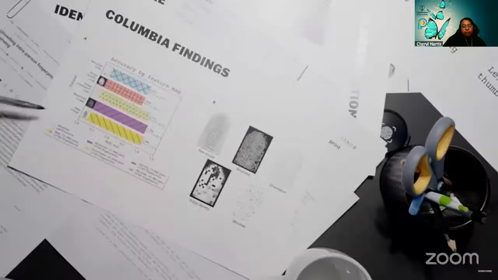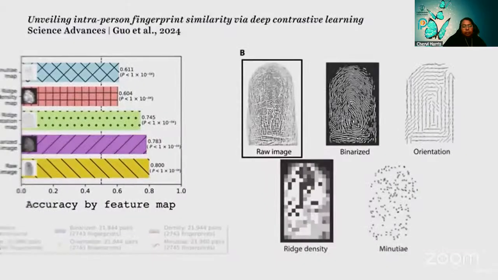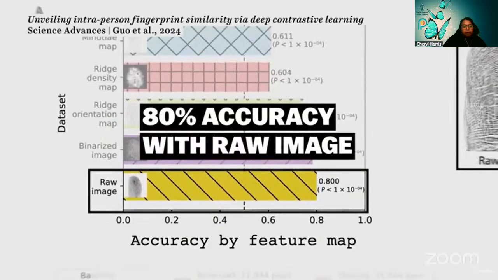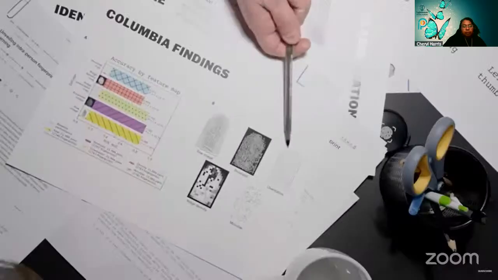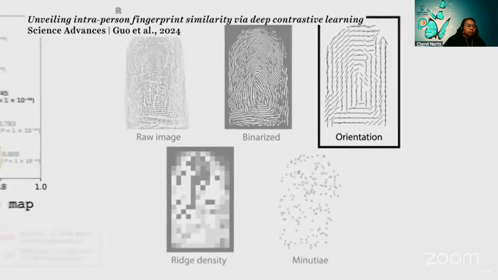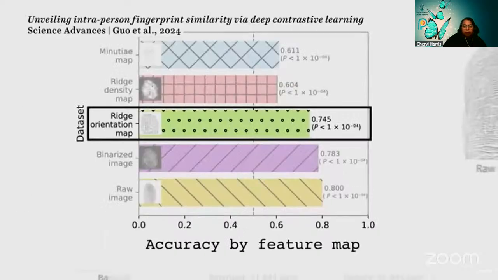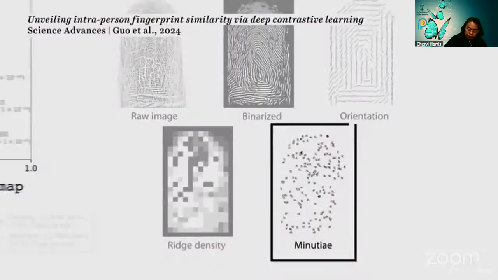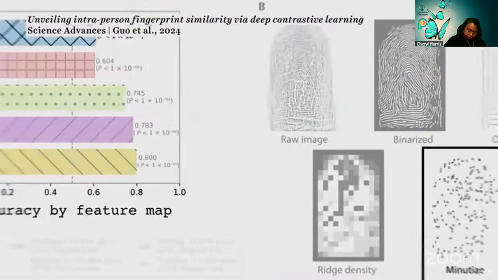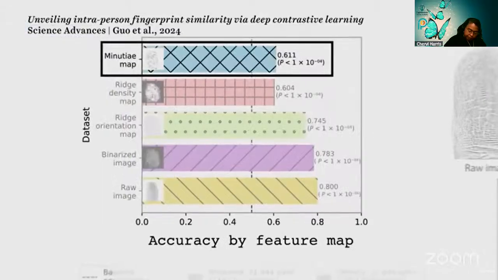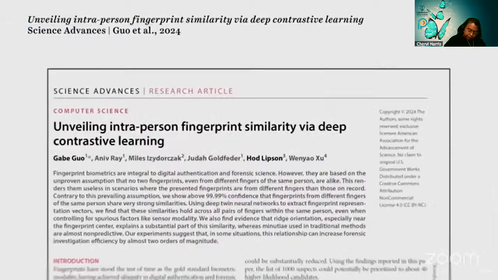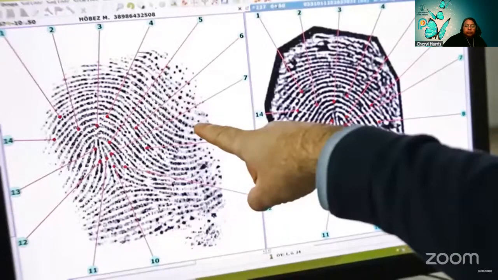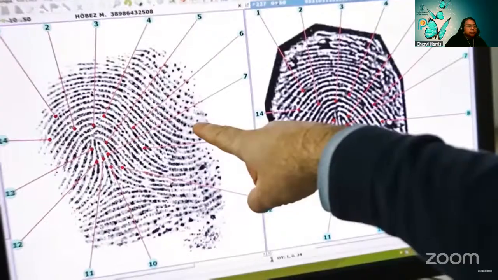So what this chart is basically showing is when it examined a raw image, the machine was right about 80% of the time when asked the question, same person or different people. And even when you removed a lot of the detail, including the minutia, and you were left with just this orientation, it was still right about 75% of the time. So it doesn't need the minutia. And in fact, when they did just the minutia and removed all other details, it was the least effective. It was around 60%, which is not much better than a random guess. That's just to examine if the prints came from the same person or not. To match an exact fingerprint to an exact fingerprint, you would still need the minutia.